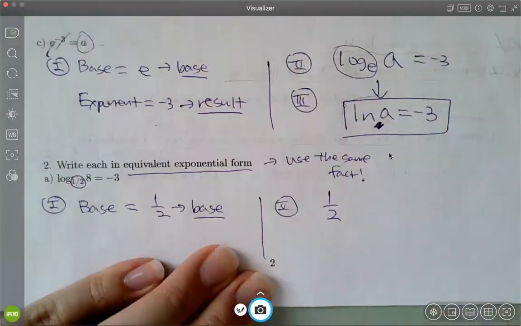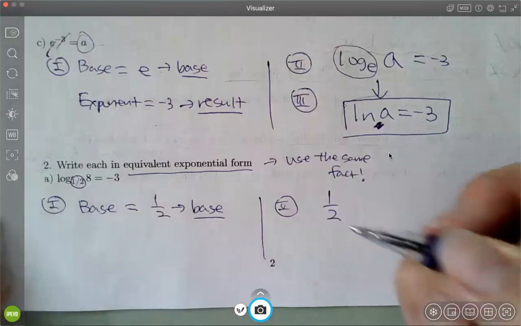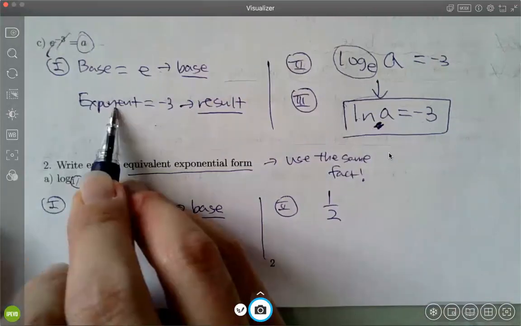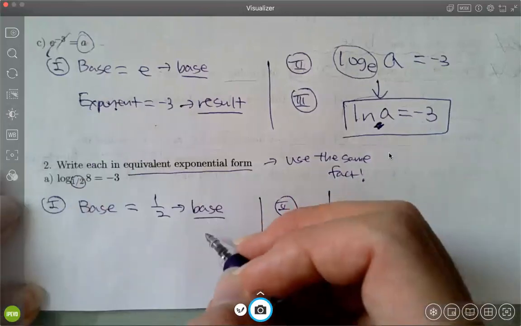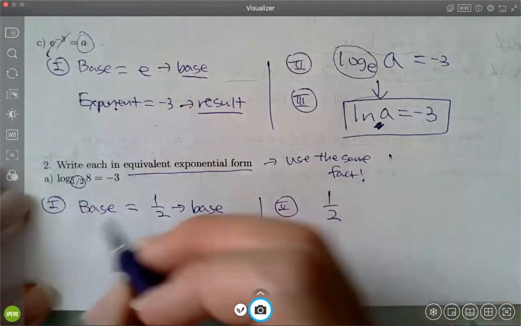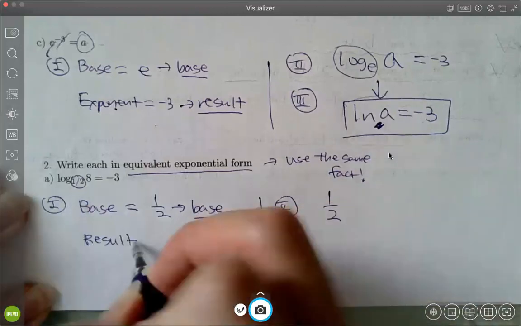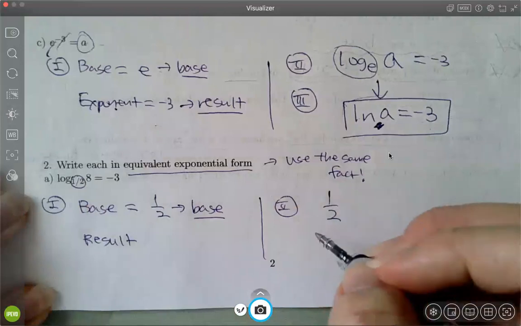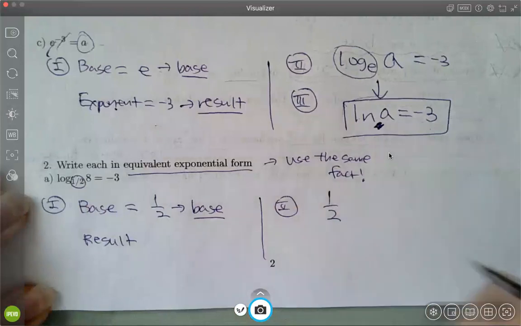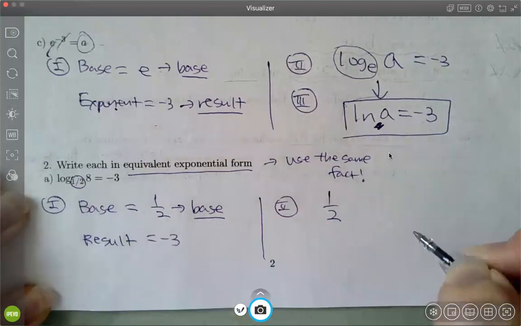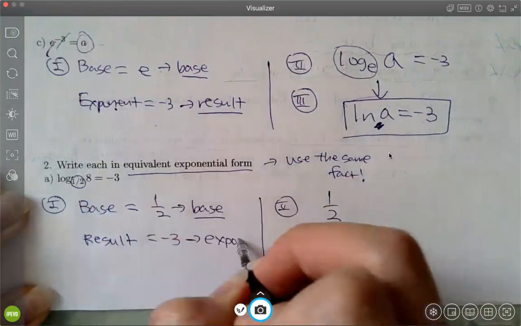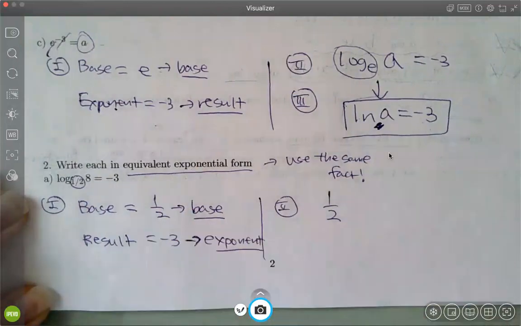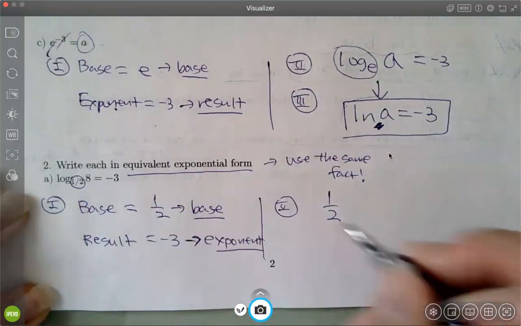And now, instead of looking at the exponent, what are we looking at here? Oh, we have a cat today. Okay. Hello, kitty cat. So now we look at the result, right? What's the result here? -3, right? So we just go a little bit backwards. So the result is -3, and that will become what? The exponent, right? So what do we have? 1/2 to the power -3.